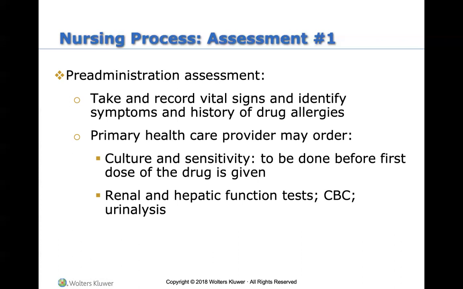And then we might want to do some renal and hepatic function tests because these medications, like most antibiotics, can be a little hard on the kidneys and the liver. A CBC and a urinalysis may help as well, just to let us know the overall status of our body and if we have any existing anemias or leukopenias or thrombocytopenias.